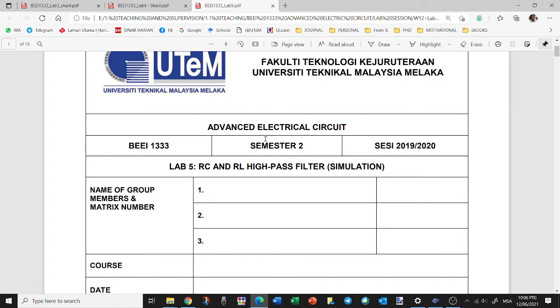Okay, saya harap kamu semua dah tengok saya punya message dalam WhatsApp group, and all the instruction apa semua video yang berkaitan dengan multi-sim saya dah post, and I think all of you pun dah familiar lah dengan menggunakan software multi-sim kan. Okay, so saya be very quick. Actually lab 3, 4, 5 ni kalau guna multi-sim, it be very easy sebenarnya lah. It's not very difficult, a very simple circuit. You just run a few simulation, find the parameter kan, and insyaAllah you can get the result.